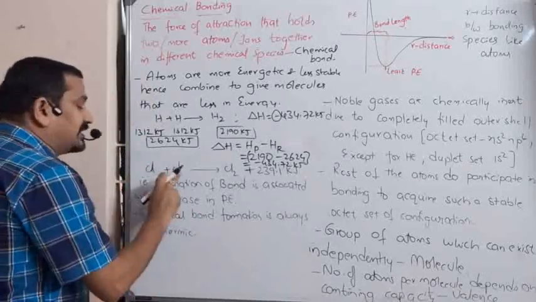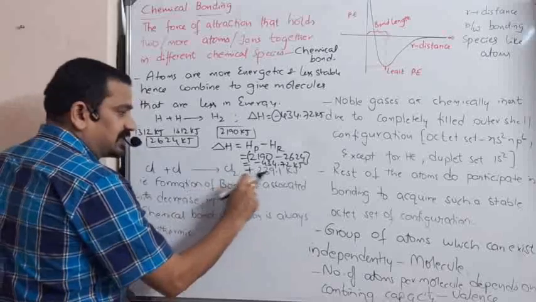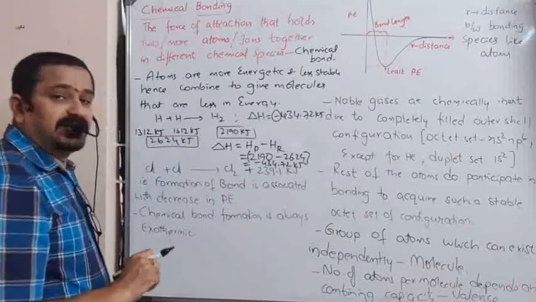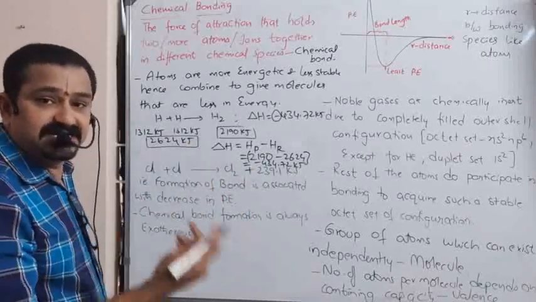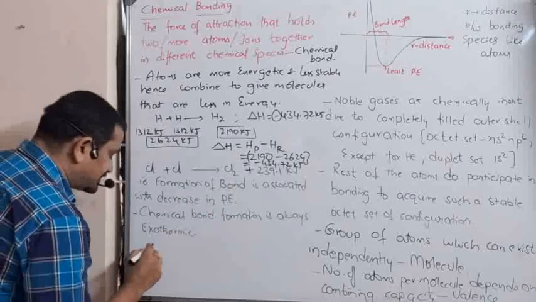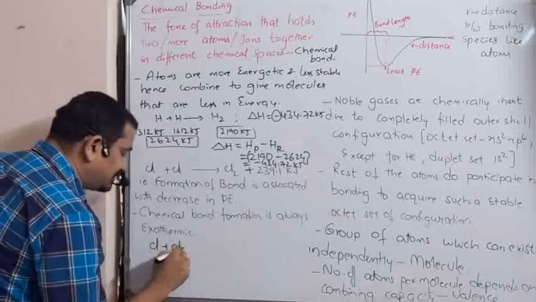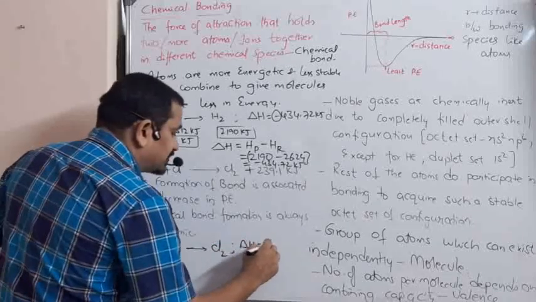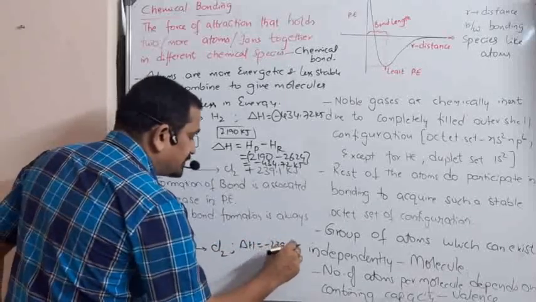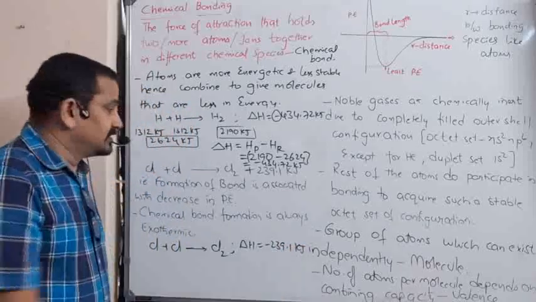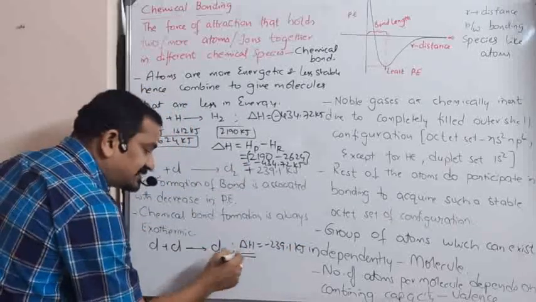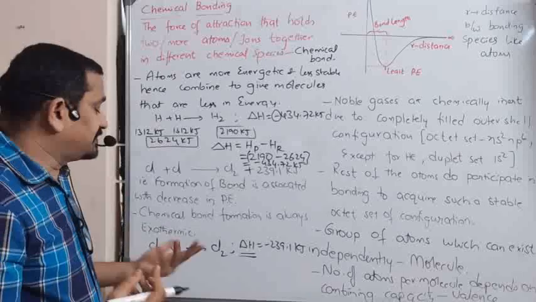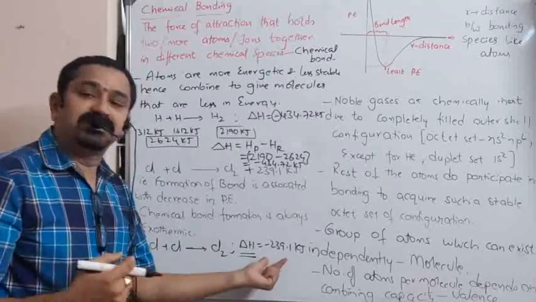Likewise, when two chlorine atoms combine to give Cl2 molecule, 239.1 kilojoules energy is released. In modern notation, the same equation can be given as Cl plus Cl giving rise to Cl2, delta H equals minus 239.1 kilojoules. Expressed in terms of enthalpy change, it comes with a negative sign.